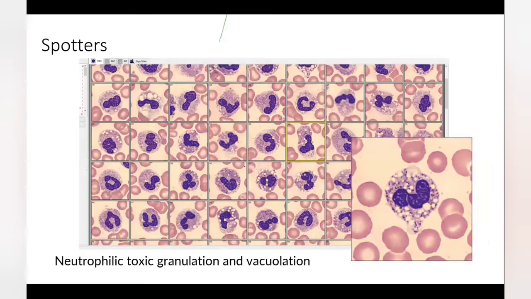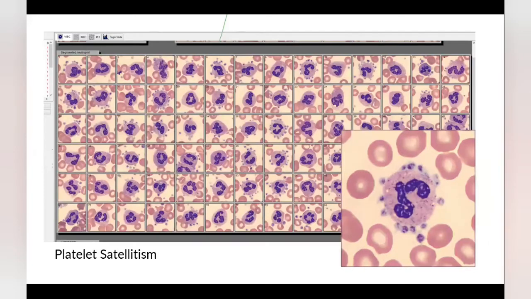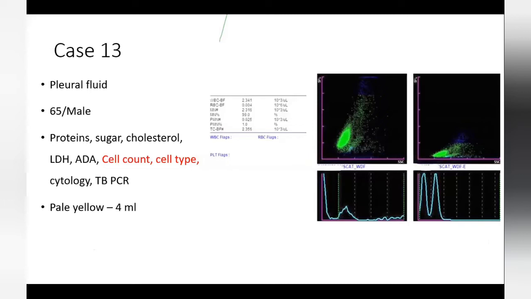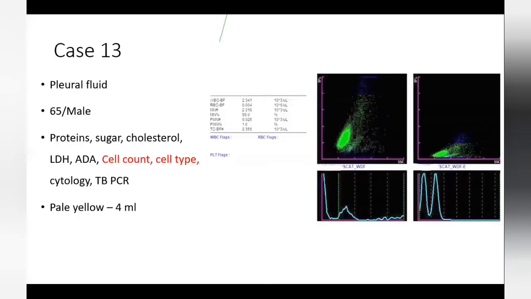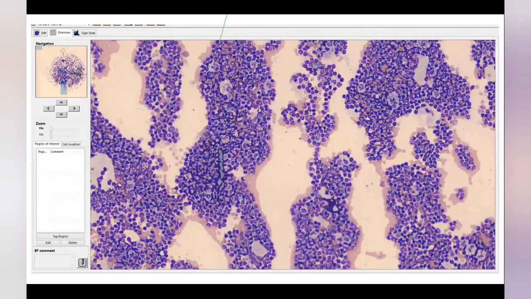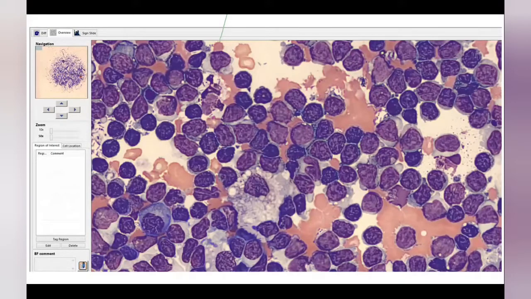And some spotters, just some nice cases where there is neutrophilic toxic granulation and vacuolation. This is a case of platelet satellitism, and this is just a body fluid of a pleural fluid where a cell count, cell type was asked for, and we see that there are just so many neutrophils. It was more like pus-like kind of fluid with sheets of neutrophils on the analyzer.